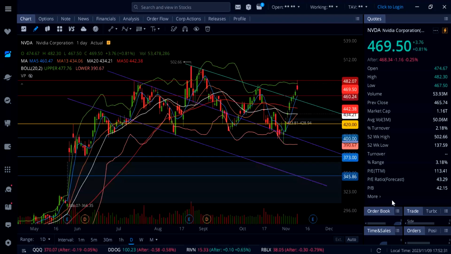If there is a pullback from 420 to 418, and then the gap below 412.52. On Nvidia stock, it's up 0.81%, but it was up even more in the morning.